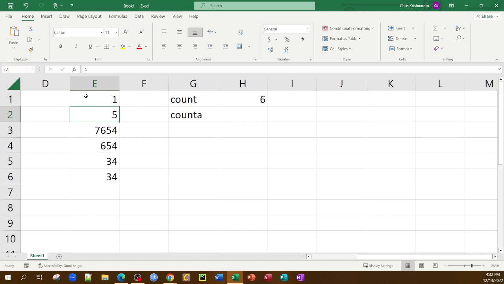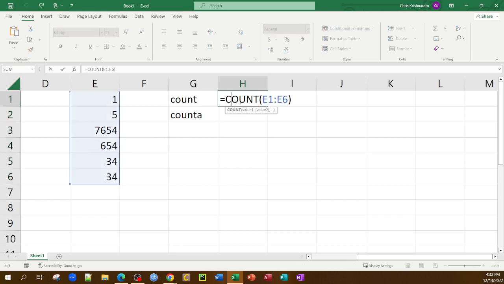Yes, sir. Alright, so create that on your computer. Type in any amount of numbers and create this function here, equal COUNT, and you highlight your range that has those numbers inside of it.